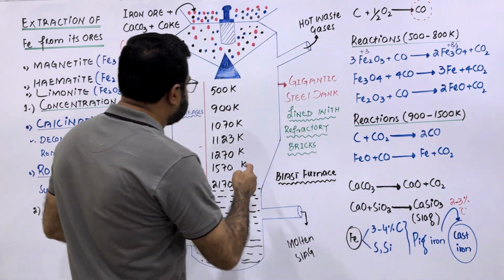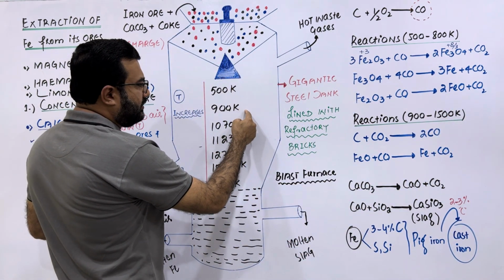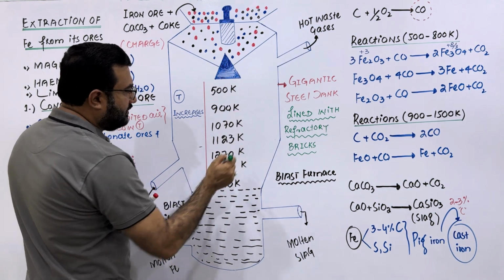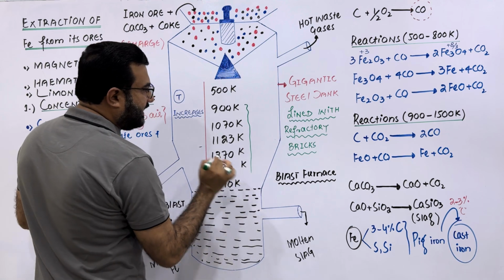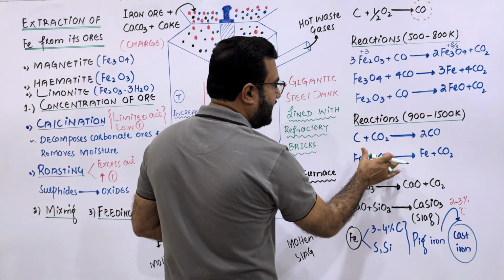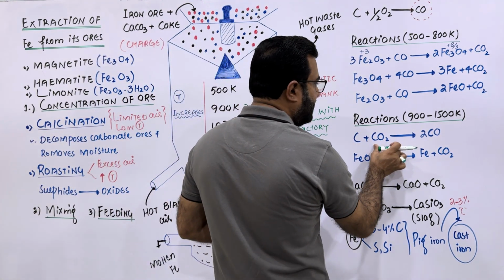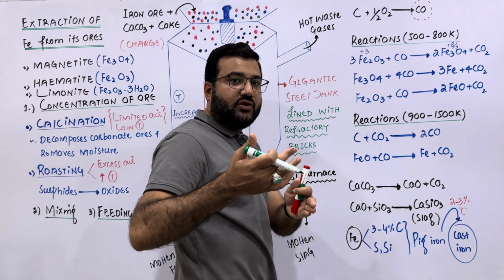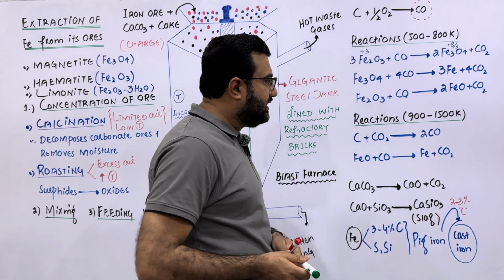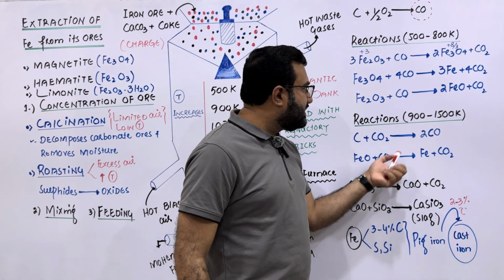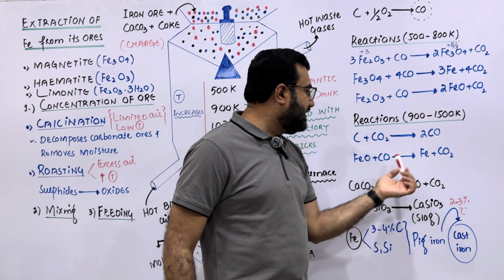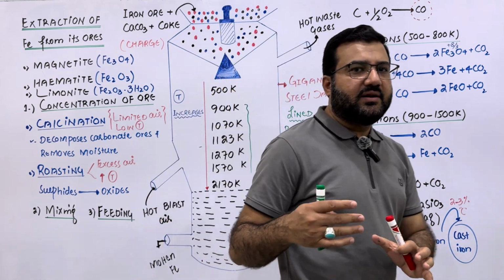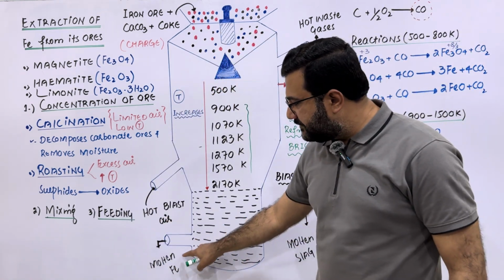Now again in this zone, from 900 to 1500 Kelvin, these reactions are taking place. The coke is burned with CO2 and converted to more carbon monoxide, because carbon monoxide is required for the reduction of the metal ores. And this carbon monoxide will then reduce this iron oxide, and again the pure iron will be obtained, and this pure iron will be melted and collected from this outlet.